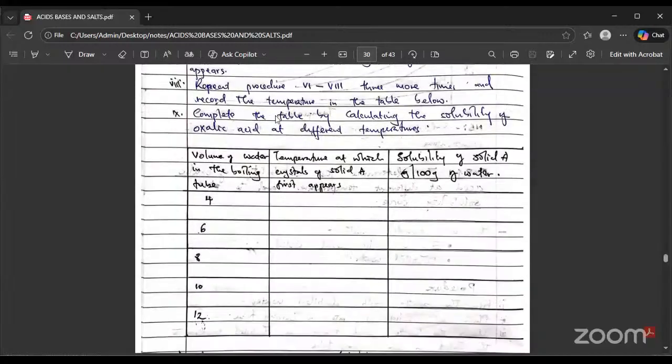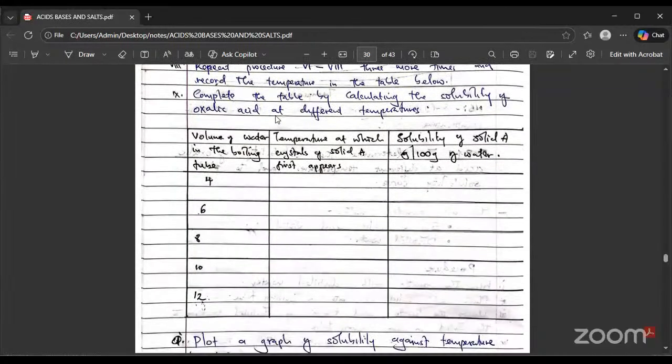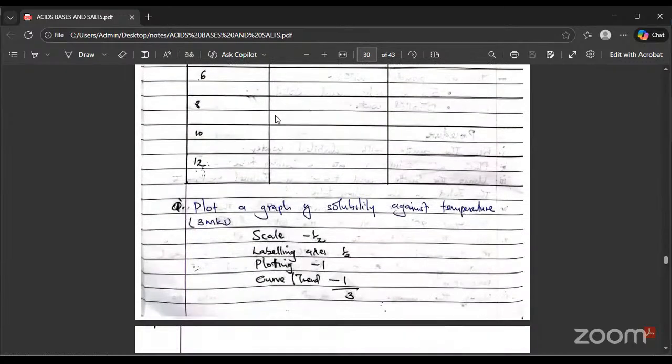So you will get values: the temperature at which the crystals first appear, and the solubility in grams, which you can still calculate. And then you plot a graph. I'm interested in the graph, actually, because the procedure is very easy. I'll give you a question that has values, and then we see if we can plot.